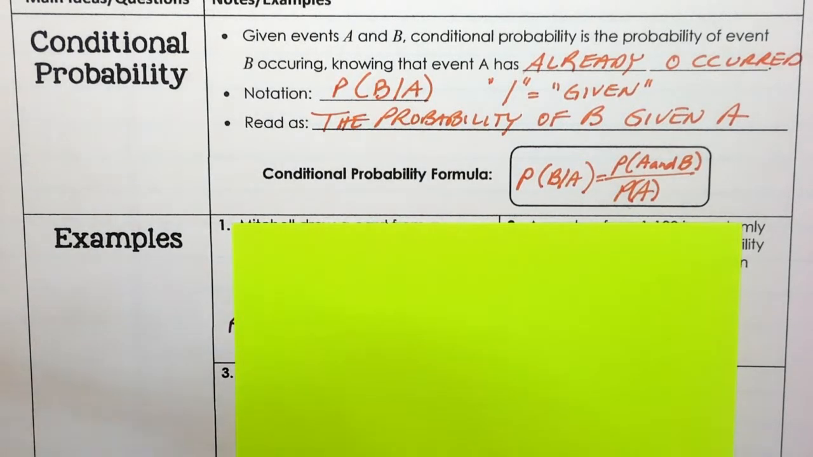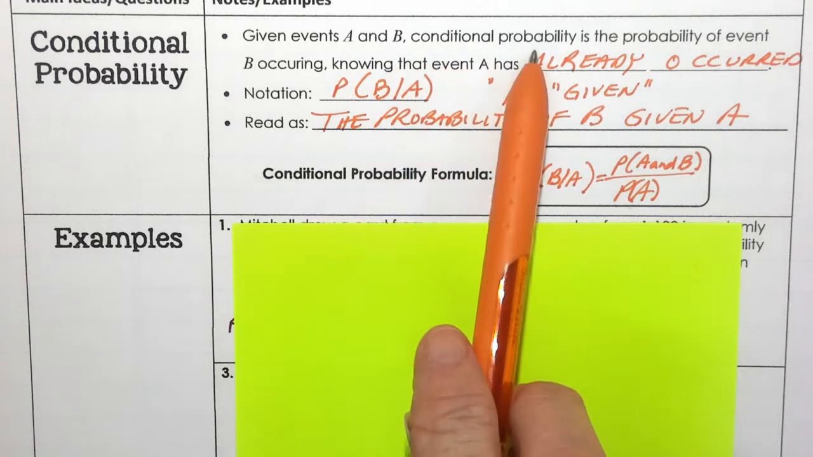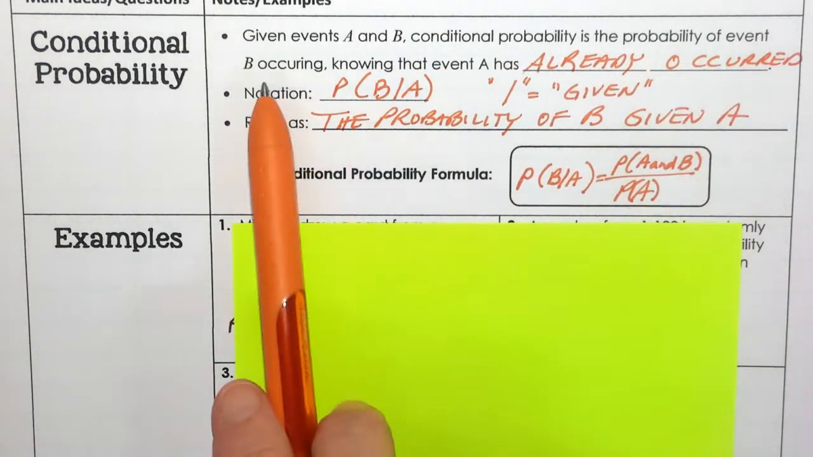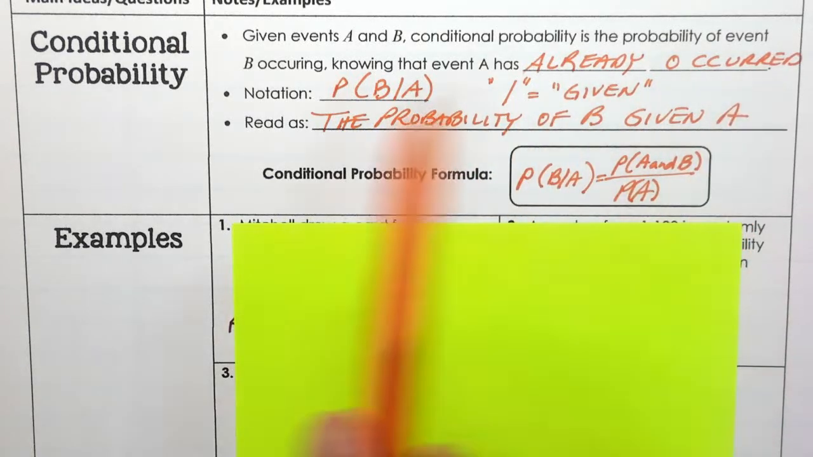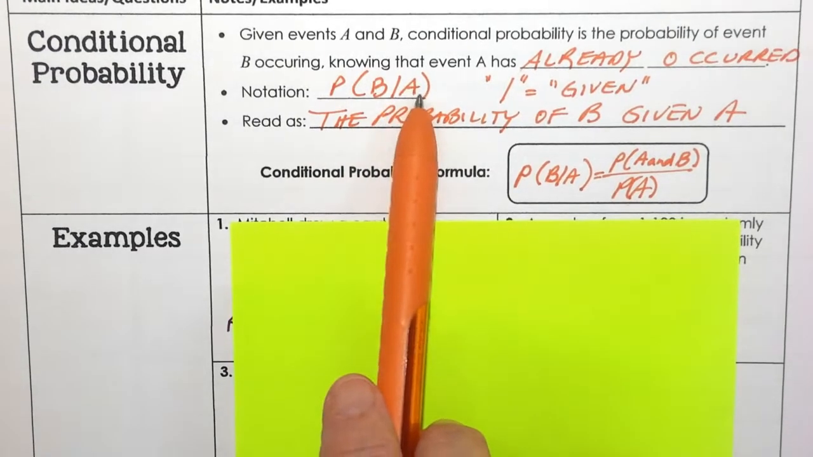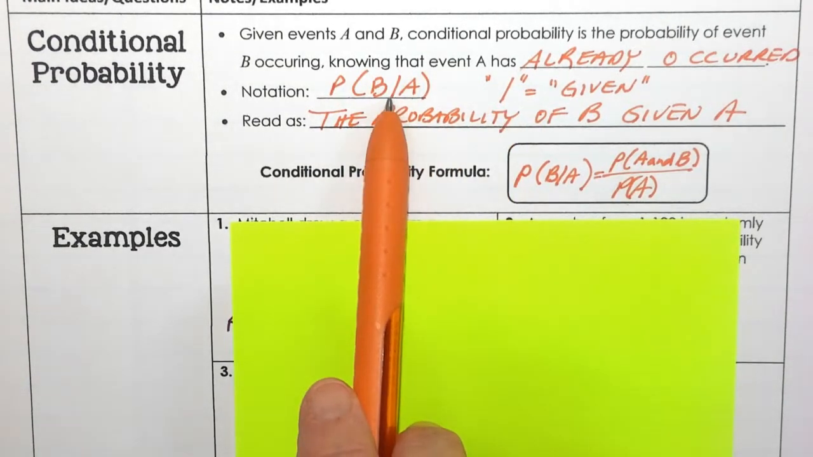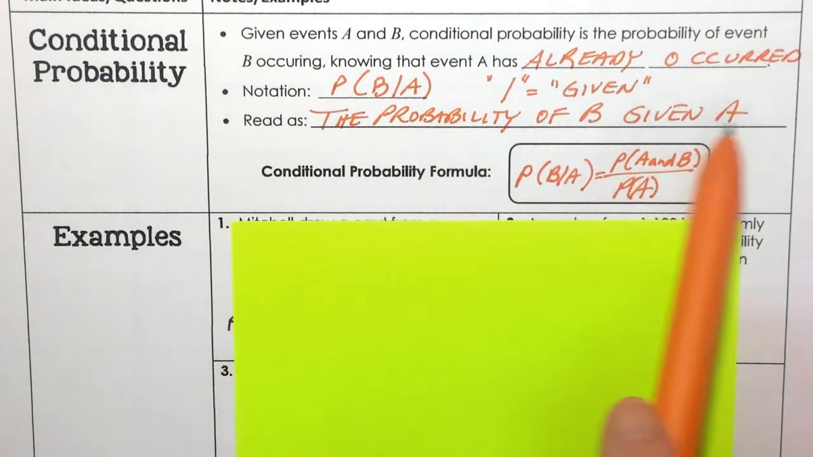Let's first remember that if you're given events A and B, conditional probability is the probability of event B occurring, knowing that event A has already occurred. So the notation is probability, there's our P, B given A. That slash is read as given. Here it says read as the probability of B given A.